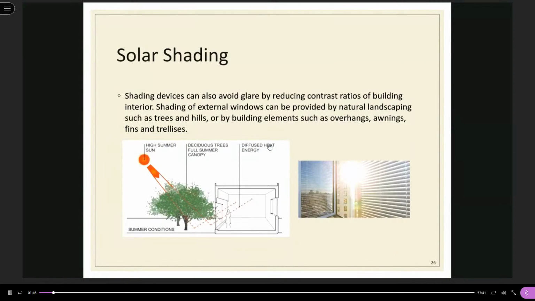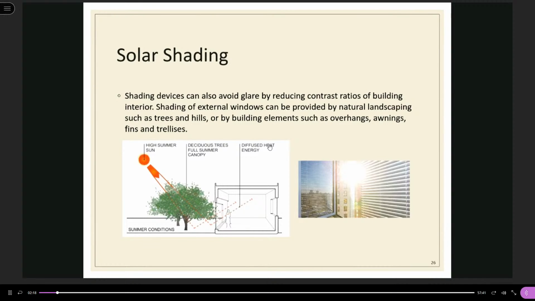Shading devices can also avoid glare by reducing the contrast ratio of the building interior. Glare is a term used to describe the visual discomfort due to extreme contrast in the visual field. So if the sunlight is very, very strong, or the window is usually much brighter than the interior walls, then it may create glare.